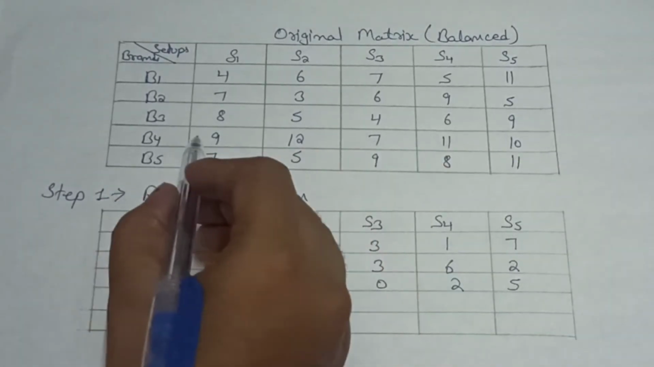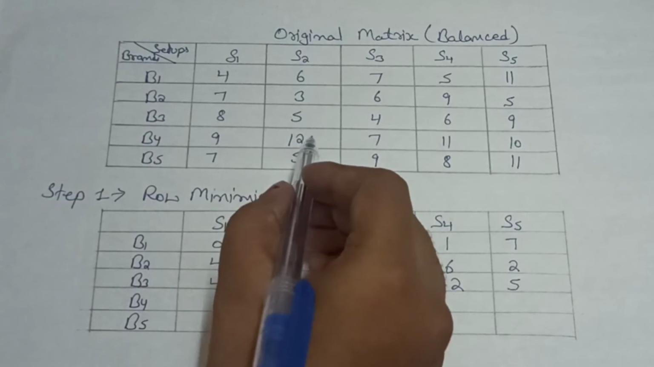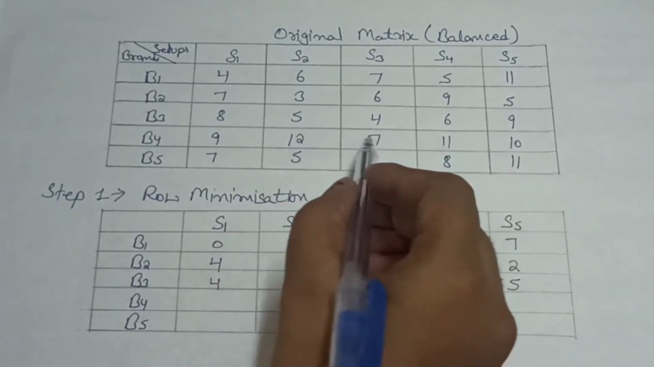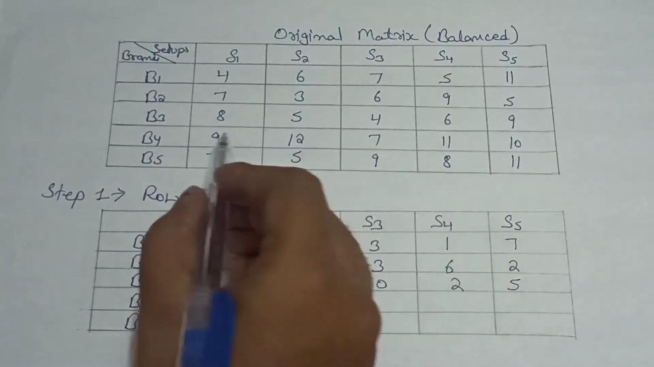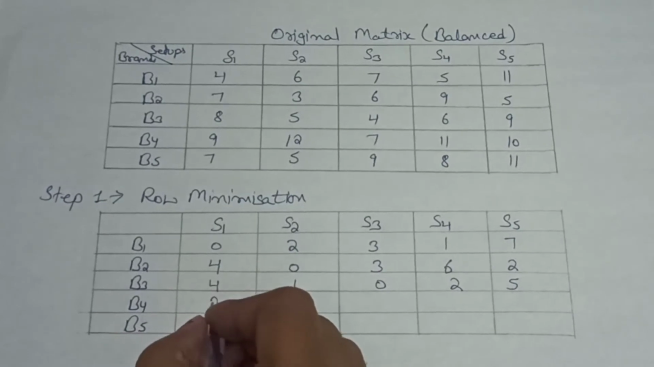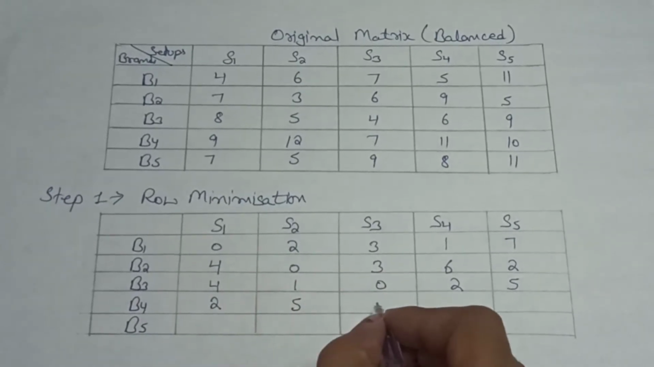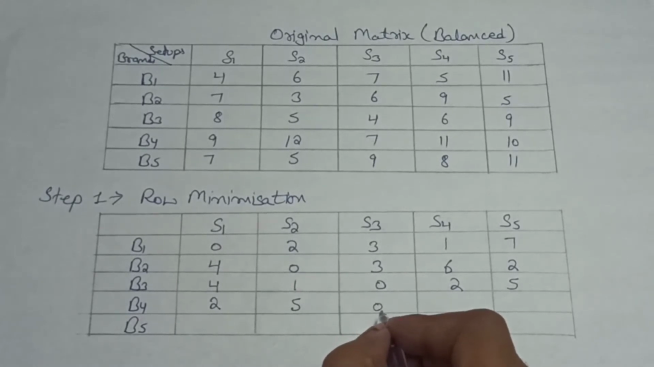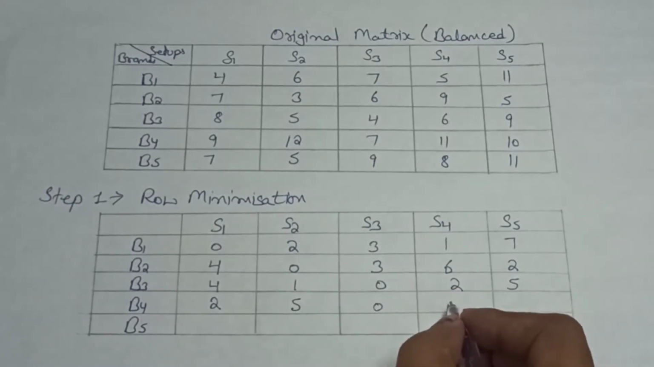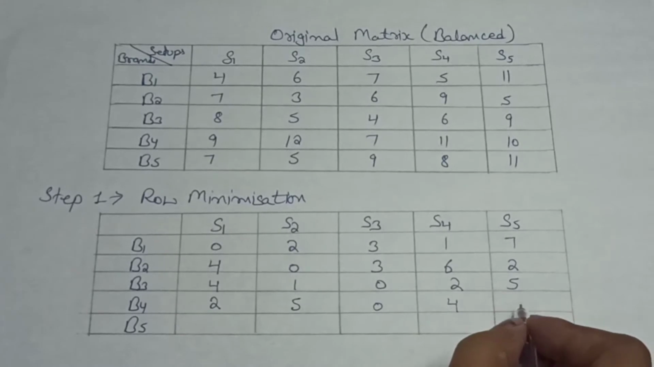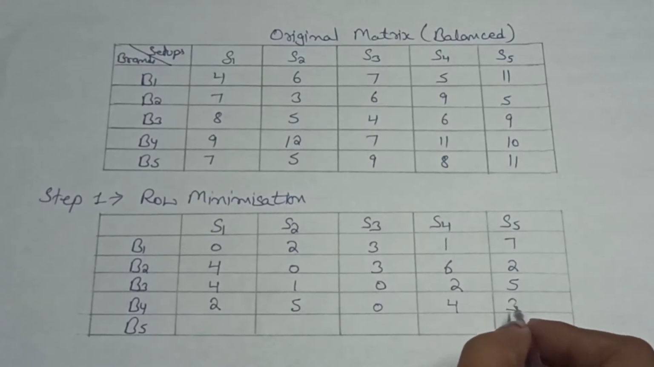Now, check the fourth row. 9, 12, 7, 11, 10. You can see 7 is the smallest element. So, 9 minus 7 is equal to 2. 12 minus 7 is equal to 5. 7 minus 7 is equal to 0. 11 minus 7 is equal to 4. 10 minus 7 is equal to 3.